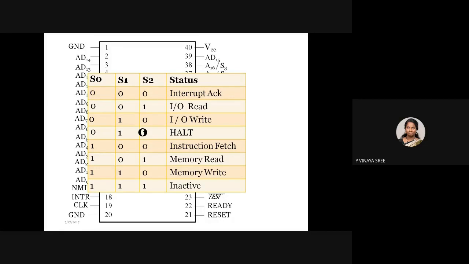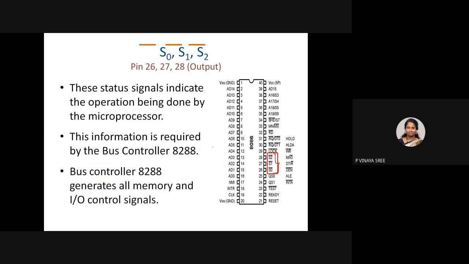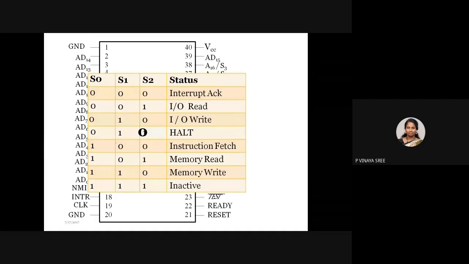So these are the three status pins, S0, S1, S2, which are active low. As we have three status pins, how many combinations will you get? 2 power 3, so a total of 8 combinations: 0 0 0, 0 0 1, and so on. If all are 0, it indicates an interrupt acknowledgement. If it is 0 0 1, the processor is doing an IO read, reading from IO. If it is 0 1 0, it is writing to IO devices.